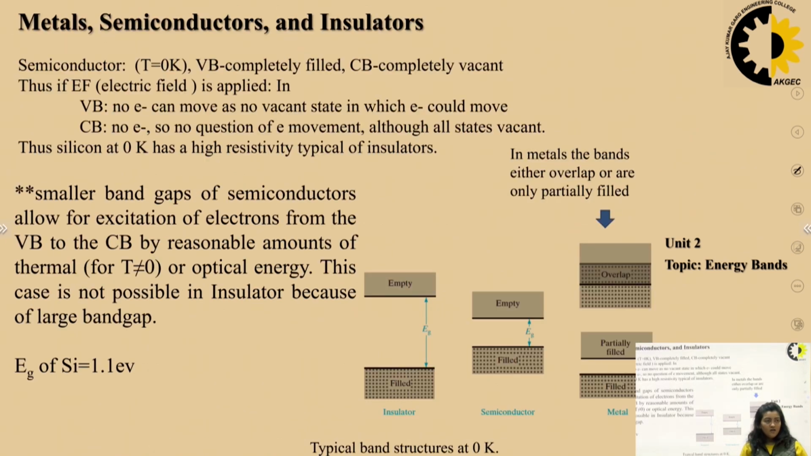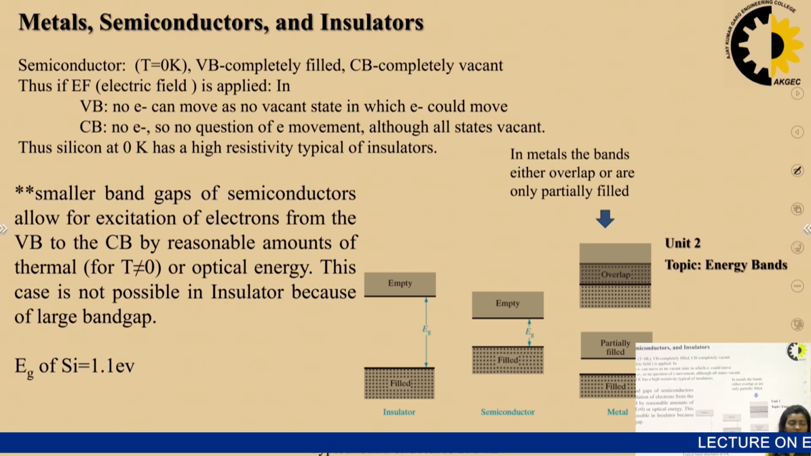Now in metals and semiconductors, how will it behave? In a semiconductor, at 0 Kelvin, the valence band is completely filled and the conduction band is completely empty. So if we apply an electric field, the valence band has no vacant state in which an electron could move. But in the conduction band, there is no electron present, so no question of electron movement. Although all states are vacant, there is no electron present in the conduction band.